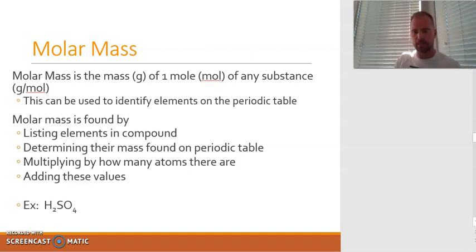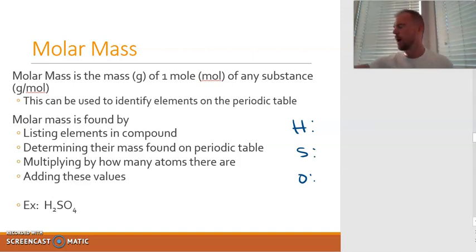First thing, let's list the elements. We have hydrogen, we have sulfur, and we have oxygen. Second step, what are the masses of each of those elements? Now, just FYI, to make our lives a little easier, I round all of my molar masses from the periodic table to 2 decimal places. So even though hydrogen is 1.0079, I'm going to put it as 1.01. If you want to put the whole thing like 1.0079, that's totally fine. It just makes my life a little easier. Just make sure you don't round it too much. Like I wouldn't round it to 1.